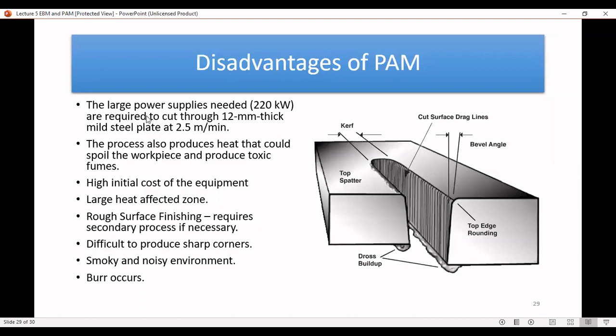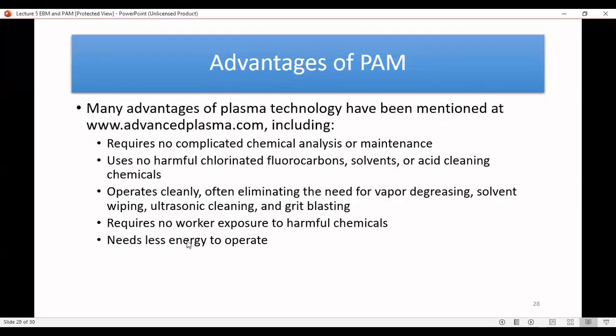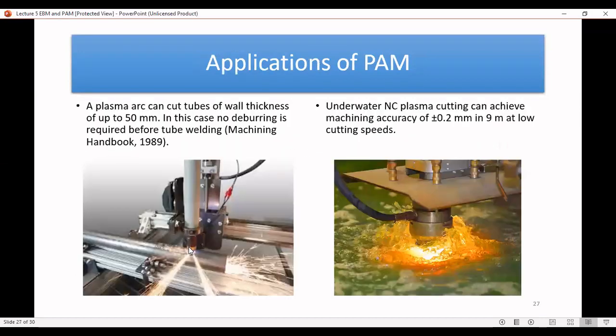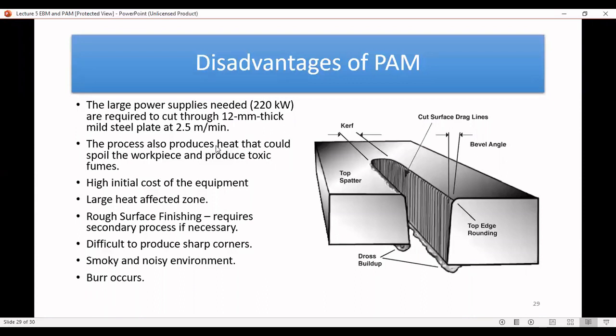Some disadvantages: a large power supply is needed. Even though it says here it needs less energy to operate, if you compare it to conventional machining, it is still higher. But it's less than the EBM process, the electron beam process. The process also produces heat that could spoil the workpiece and produce toxic fumes. Since burning happens, there might be a possibility of toxic fumes, depending on the material that you burn. So you have to be aware of that.